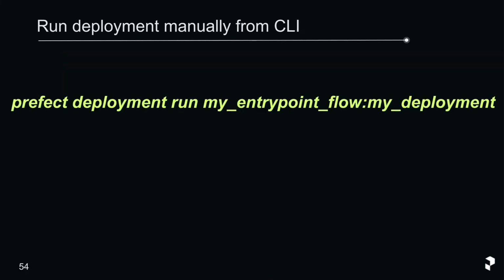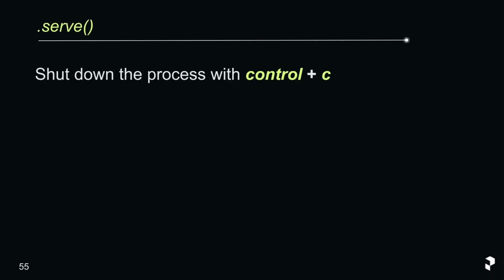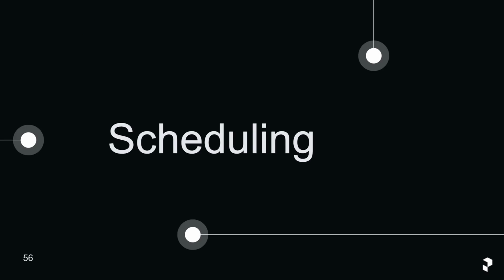Alternatively, if you would rather run the deployment from the CLI, you can run prefect deployment run and then enter the name of your deployment, and that will kick off a new run as well. If you want to shut down your serve process that you kicked off, all you need to do is Control-C, and that'll shut it down. Moving right along to scheduling.